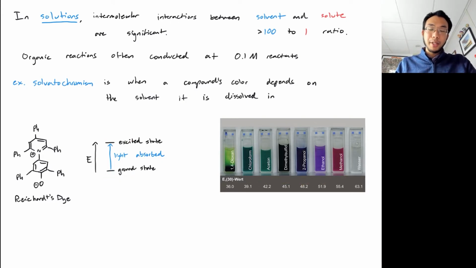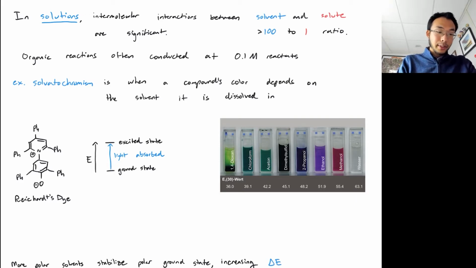So it turns out, for reasons beyond us, that the excited state is less polar than the ground state. And so what that means is that if this molecule is in a more polar solvent, the energy of the ground state is lowered because there are more favorable interactions between the polar solvent and the polar ground state. So the more stable the ground state is in energy, the lower in energy it will be on this chart. And the larger the gap between the ground state and excited state, the smaller the wavelength of light, or the higher energy light, is needed to excite the ground state to the excited state.